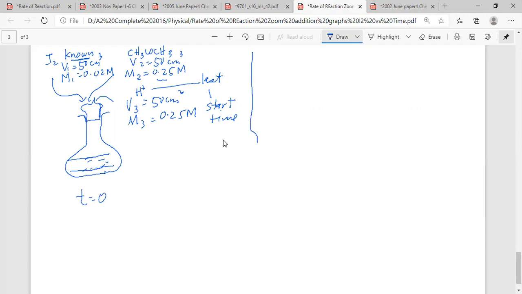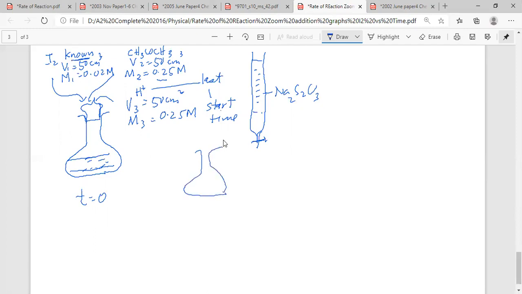Then I get ready my burette, my burette here. And here would be my thiosulfate, sodium thiosulfate, okay, which I'm going to titrate. So I've got my setup ready here.